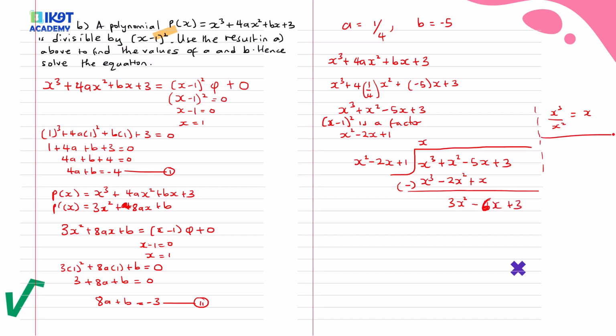Now the next thing, I'll say this time I have 3x squared divided by x squared. What do I get? 3. So I get here plus 3. Then I take everything here: 3x squared minus 6x plus 3. So you see I get no remainder. So this expression can be written as a product of these two, which will be equivalent to our expression.